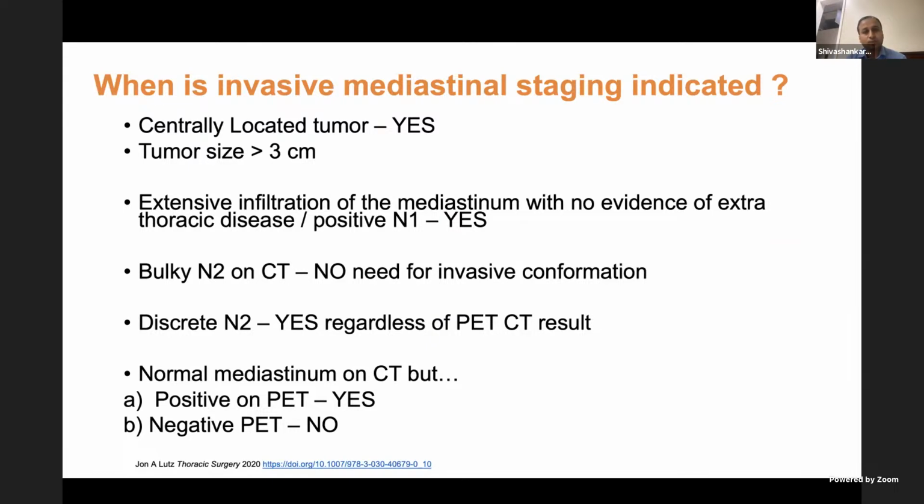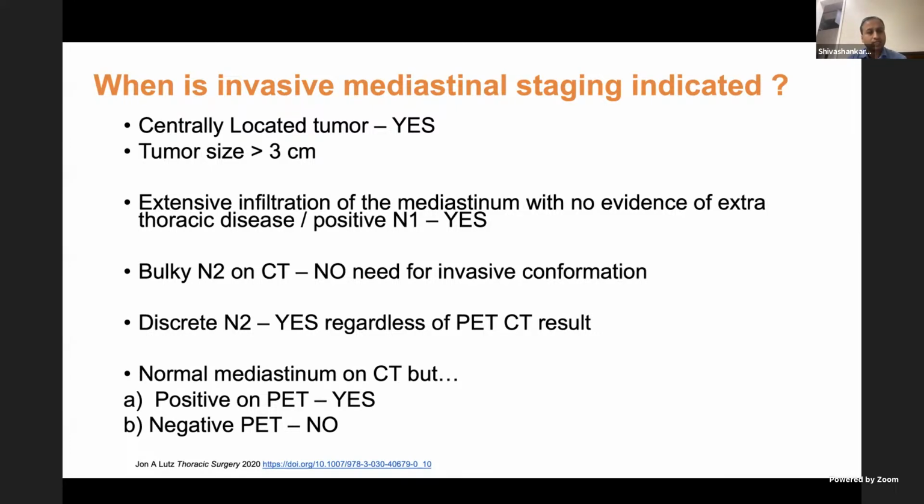So when is invasive mediastinal staging, that is either EBUS, US or mediastinoscopy, indicated? If it is a centrally located tumor, we had seen in the previous slides that there is a high chance of having occult N2 in centrally located tumors. And also we have seen that T size impacts. So if it is more than 3 centimeters, even if it is peripherally located, we need to do mediastinal staging. And extensive infiltration of the mediastinum with no evidence of extrathoracic disease, again, we need to do mediastinal staging.